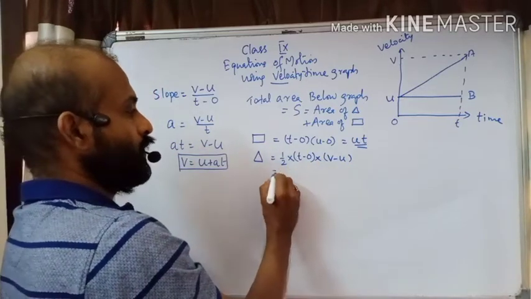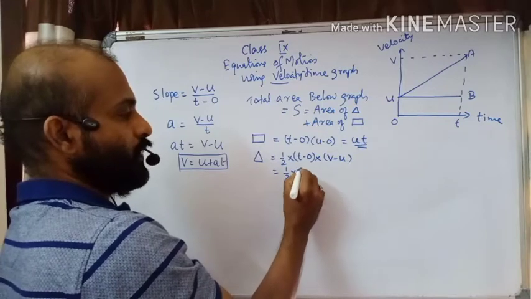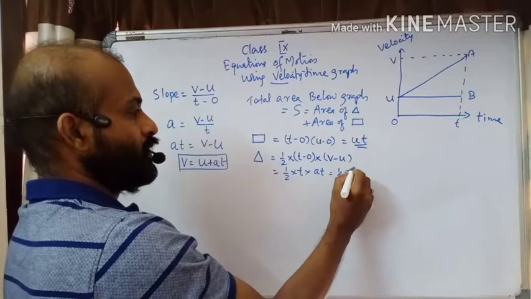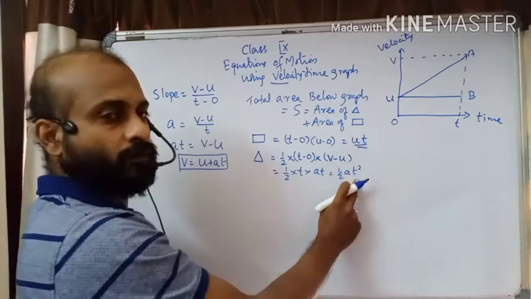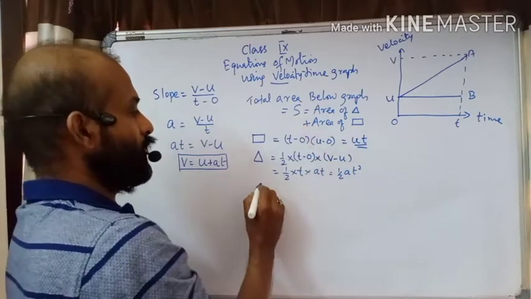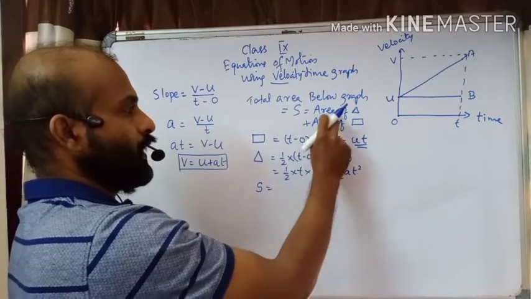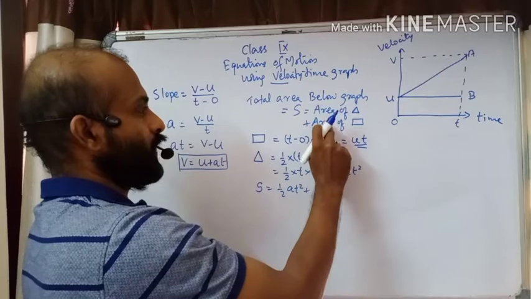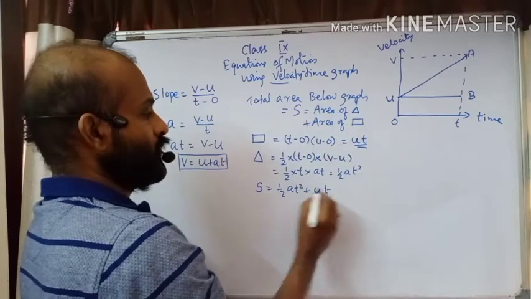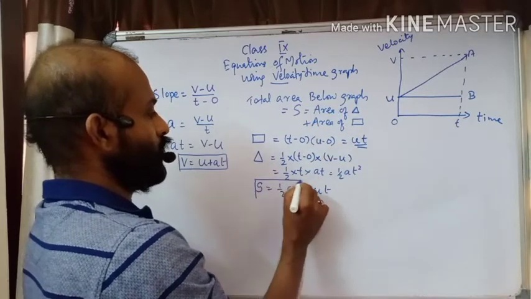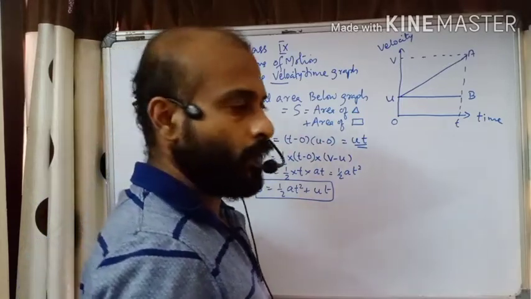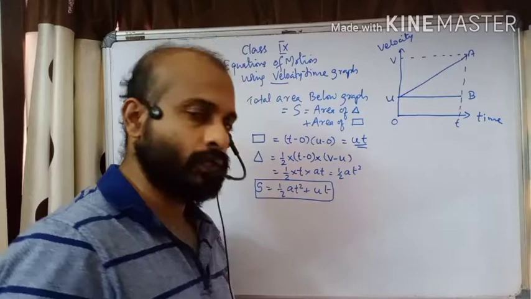I can substitute here. I substitute half into T minus 0, which is T, into V minus U, which is AT. What will you get? Half A T square. UT and half A T square. So what is displacement according to our concept? S is equal to the area of the triangle, that is half A T square, plus the area of the rectangle, that is UT. So we have got the second equation, S is equal to UT plus half A T square. This is our second equation of motion.